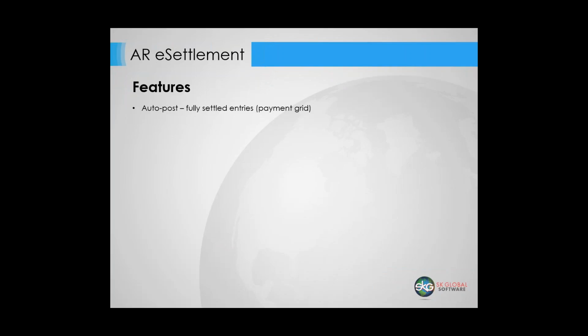If you bring in a large number of invoices and payments, a number of them may be fully settled entries. When that occurs, as we'll see in a minute, it goes into our payment grid. There's an option to automatically send those over to AR and post them immediately without waiting for the research items that need to be done. So it can be very valuable if in your particular environment you have a large percentage of settlements that come through automatically and are fully settled. Then you can get those into your AR payment journal as quickly as possible and recorded.